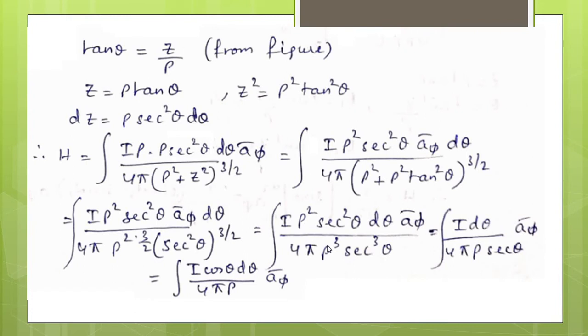So rho square and rho square will be cancelled. So one rho is left in the denominator. Secant square theta, secant square is cancelled. One more secant theta is left in the denominator. So 1 by secant theta we can write it as cos theta. So cos comes to the numerator. So we have integral of I cos theta d theta by 4 pi rho into a phi.